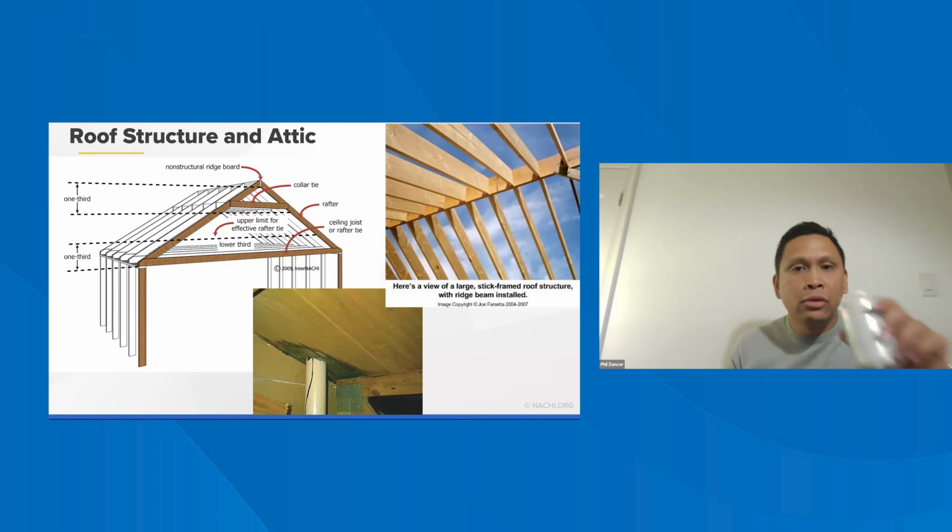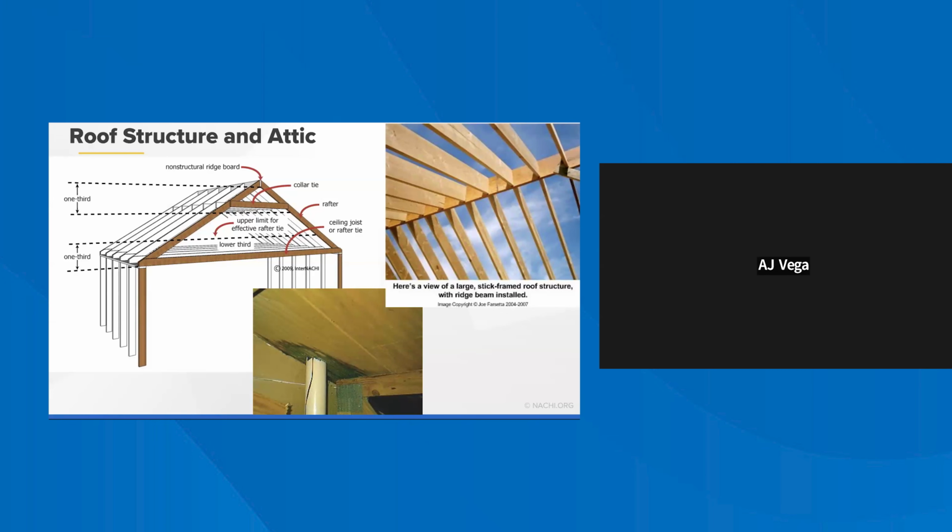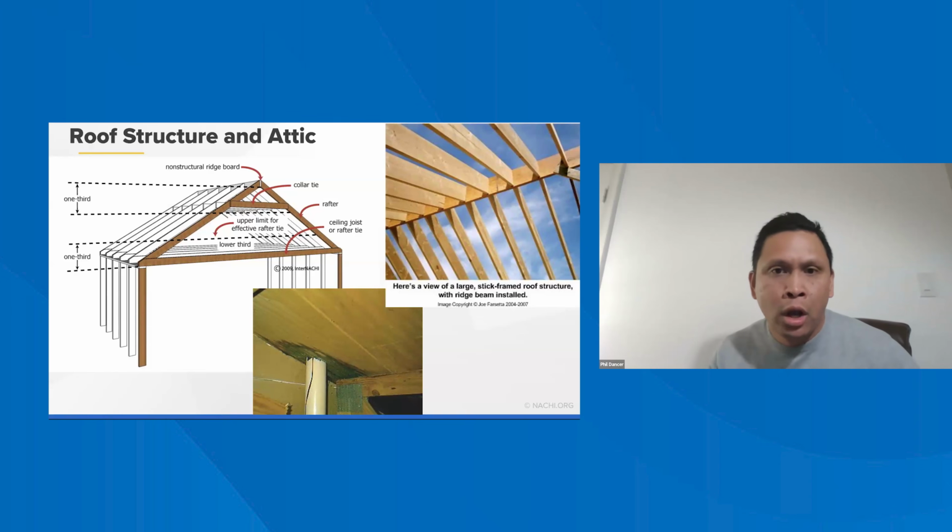AJ, any other questions? Should collar ties be on every rafter? Where is the best place for these to be heightened wise off? Heightened wise, the attic floor. Good question.